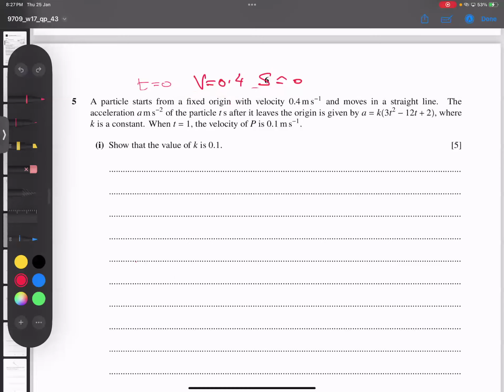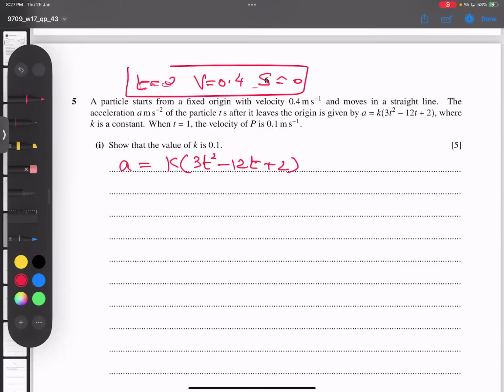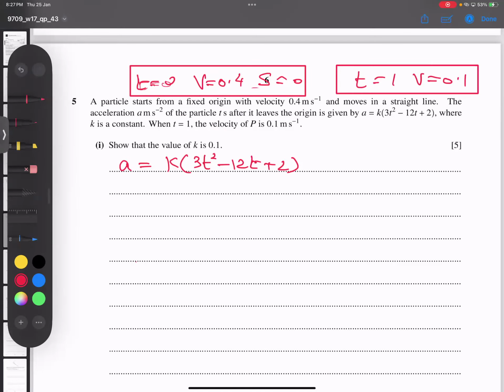Further, he has given us this acceleration formula: a is equal to k times (t squared minus 6t plus 2). Compare your working with my working. He mentioned one extra part. At t = 0 is given data number 1, and data number 2: when time is 1, velocity is 0.1. So we have two conditions. And he said, show that the k value is 0.1.